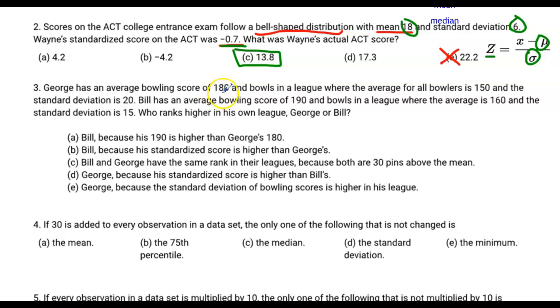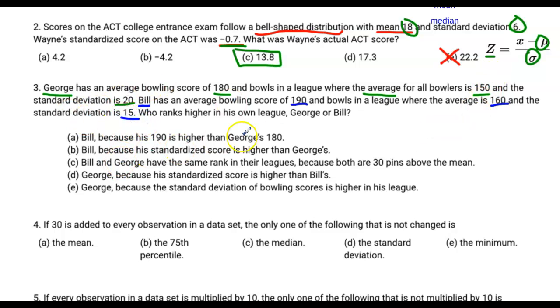George has an average bowling score of 180, and he bowls in a league where the average for all bowlers is 150. Oh, here we go. So we have an x value, and we have a mean, the average. Standard deviation is 20. Now we're comparing George, the first person, to Bill, a second person. This second person has an average bowling score of 190, so his individual score is higher than George's. However, his league is better. His league is 160, not 150, and the standard deviation is 15.